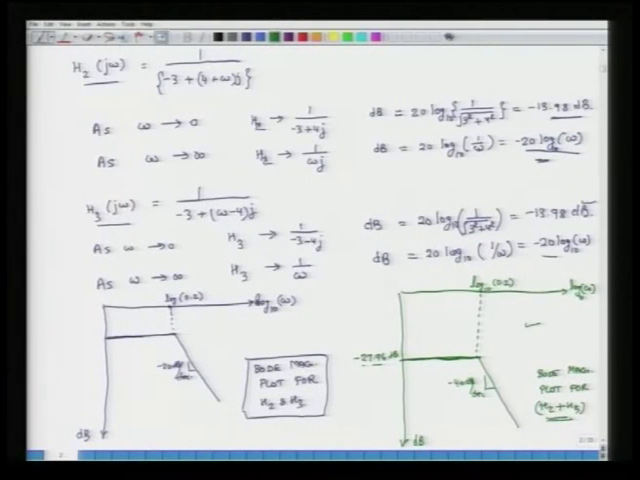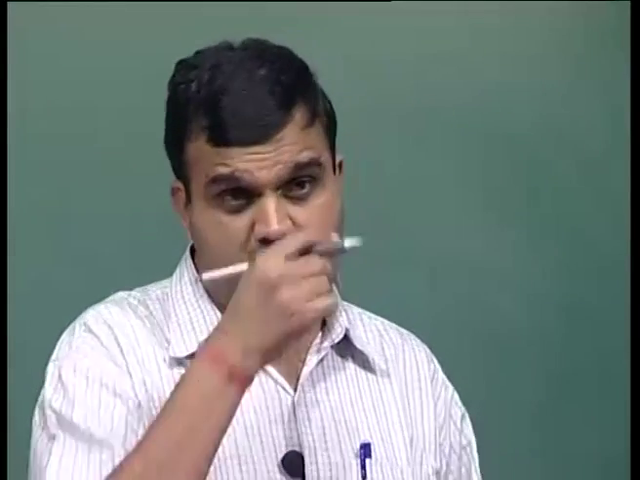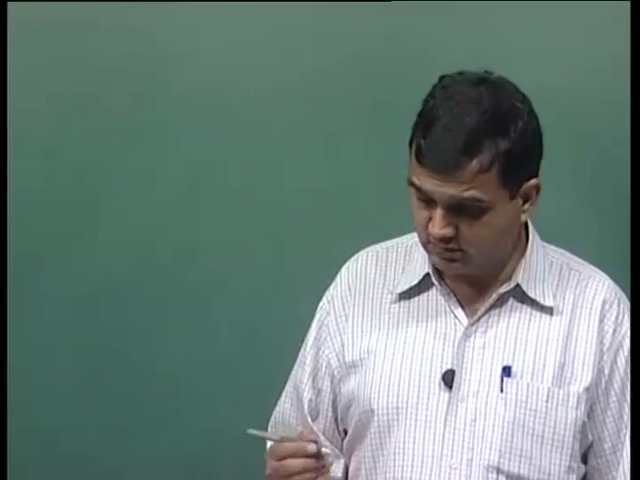So now we will construct the final Bode magnitude plot, which will be essentially a sum of three individual magnitude plots for H1, H2 and H3. Once I sum all these three up, I get the Bode magnitude plot for the function H1 times H2 times H3, which is the same as the original H, the transfer function which we had developed. So for purposes of clarity, I will just redraw the magnitude plot for H2 times H3.